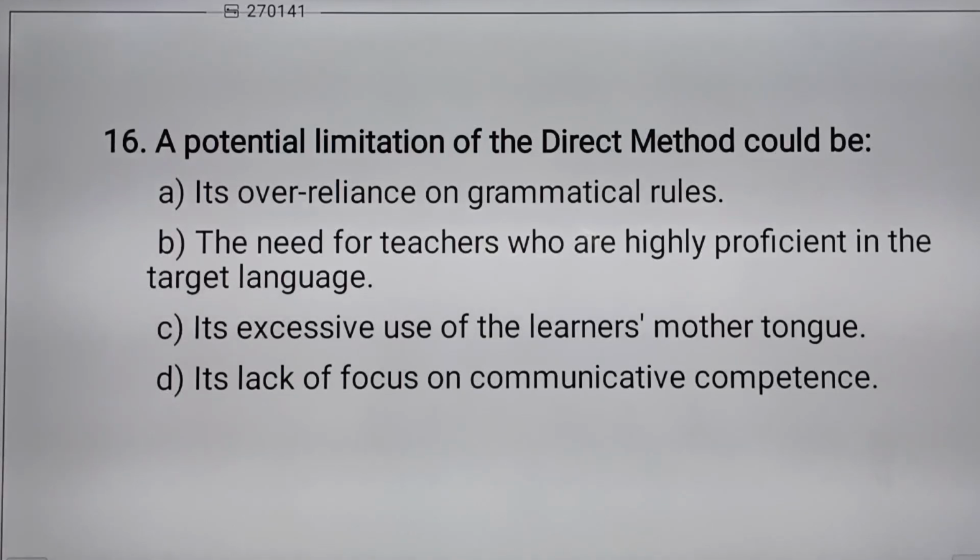Next, a potential limitation of the direct method could be A. Its over-reliance on grammatical rules. B. The need for teachers who are highly proficient in the target language. C. Its excessive use of the learner's mother tongue. D. Its lack of focus on communicative competence. The right answer is B. The need for teachers who are highly proficient in the target language.